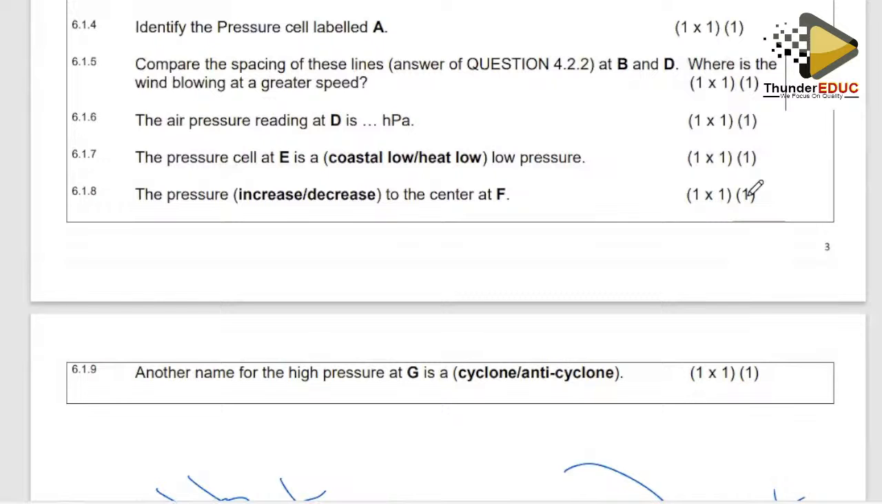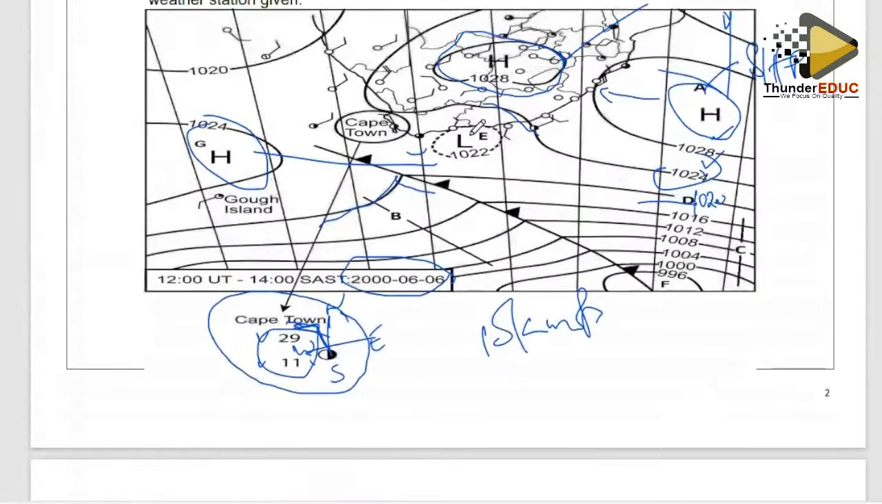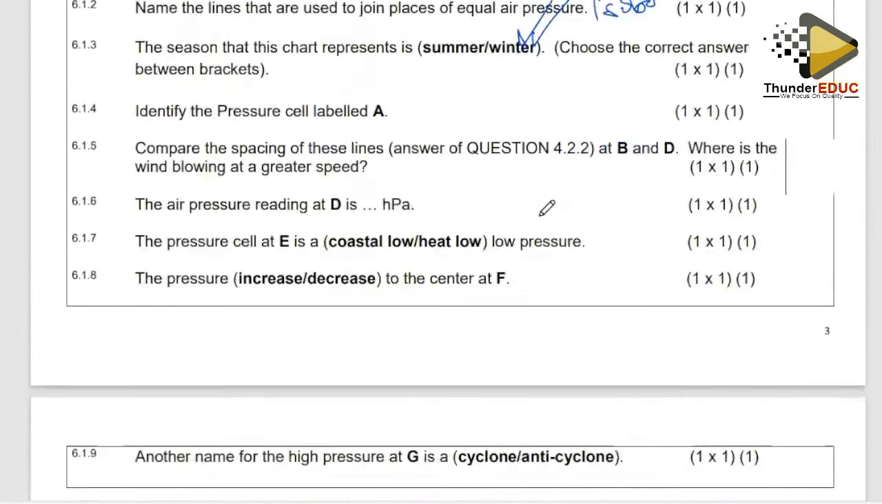Right, pressure cell at E is a coastal low or heat low. Right, let's go to E and check where is our E. Our E is here. Right, a low pressure at E. We talked about this. This is the coastal region along that line, and that cell is existing along the coast. So automatically it's a coastal low. Pressure reading at D, we have talked about that. That is 1020 HPA.